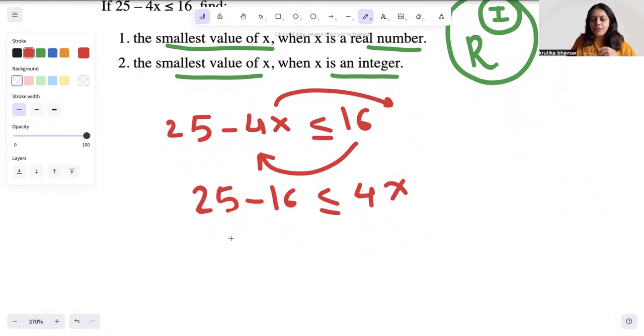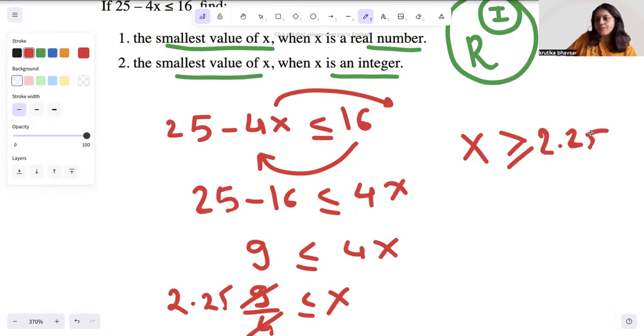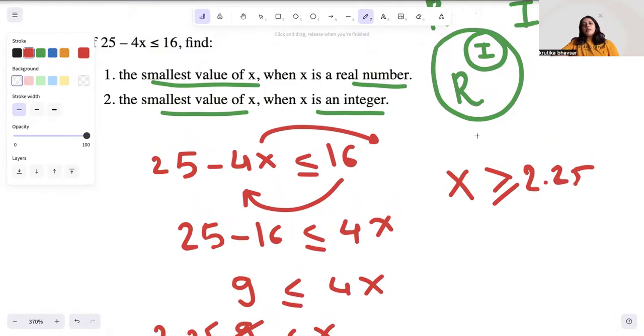Okay. What do you have from here? What is 25 minus 16? 9 is less than or equal to 4x. And then what do you have? 4 goes for division, less than or equal to x. So your x is actually, let's just divide it, 2 point, I think it is going to be 25. Okay, so you have something like this. x is greater than or equal to 2.25. Okay. Now you need to find the smallest value of x such that it is a real number. Real numbers consist of decimals? Yes. So this has an equality here.